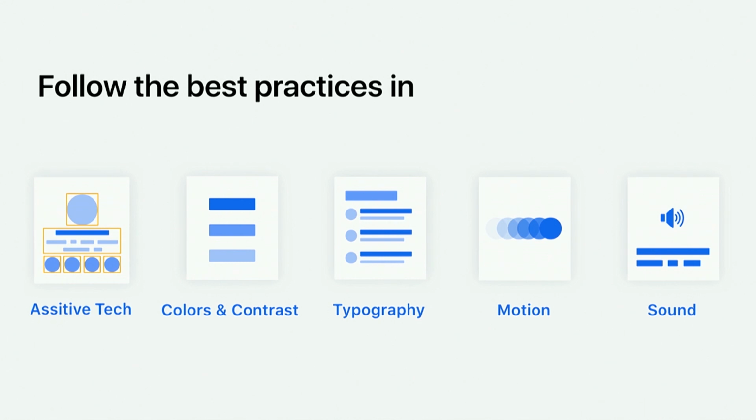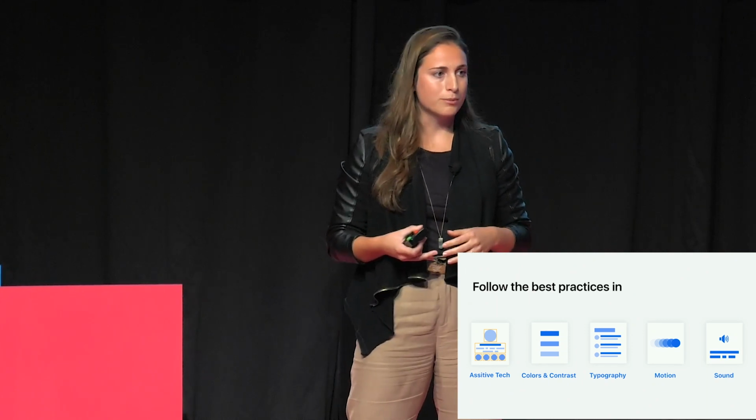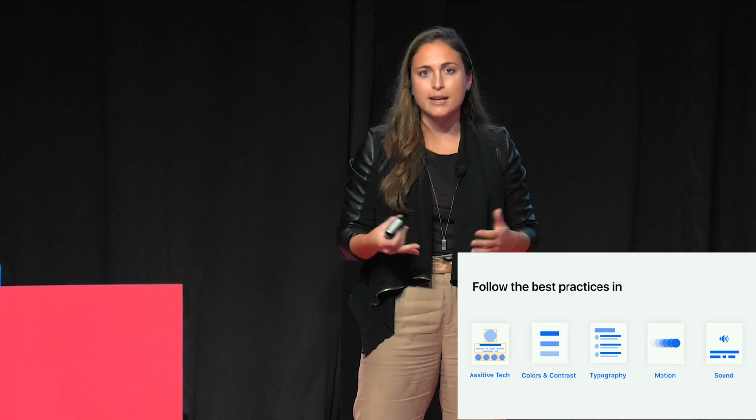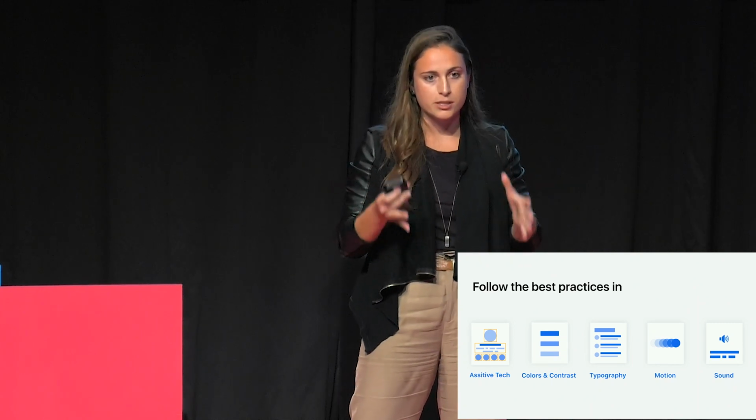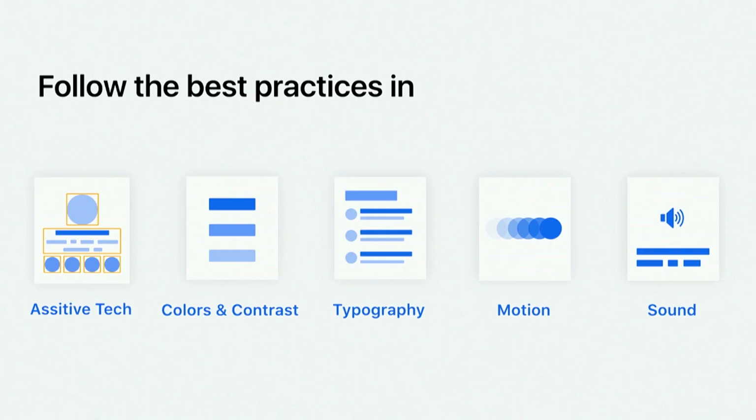These are 5 chapters in our guidelines which we are following in our daily practice, which are talking about assistive technologies, colors and contrast, typography, motion, and sound. What I'm going to quickly deep dive into are the first 2 chapters. Some of the best practices that I'm going to talk about will probably resonate with you or sound like 101 basic design. But that's exactly my goal, to make you think that designing for accessibility is simply and ultimately good design.